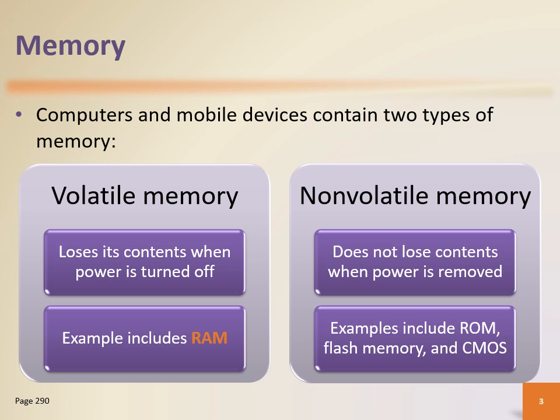The second type of memory is non-volatile memory, which will not lose the contents even if the power is removed. For example, ROM, flash memory, CMOS. These are non-volatile memory that will never be lost, and will never fade away. ROM chips are permanent. Whatever is written there, for example, whenever you turn on your computer, whatever you see that is written, it will be the same forever. It won't be removed.